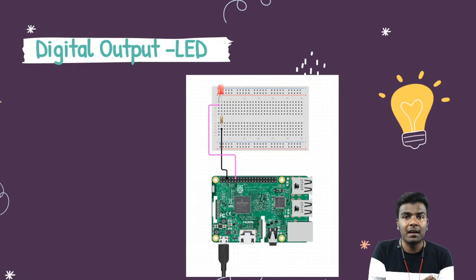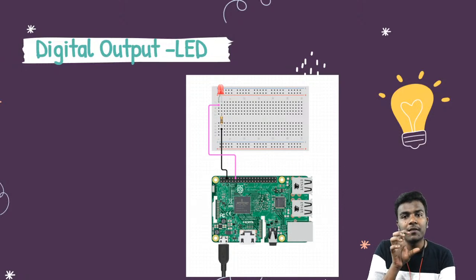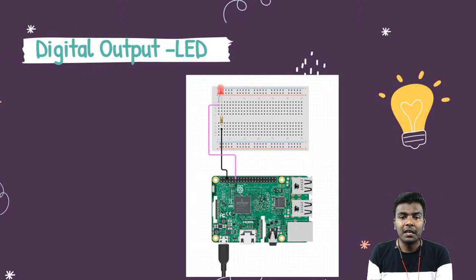Otherwise, if you give a direct 9 volt or something like that, you will definitely see bursting, or you can sense a lot of burning smell. So to restrict the flow of current to a certain component, we are using a resistor. Here there is a connection.